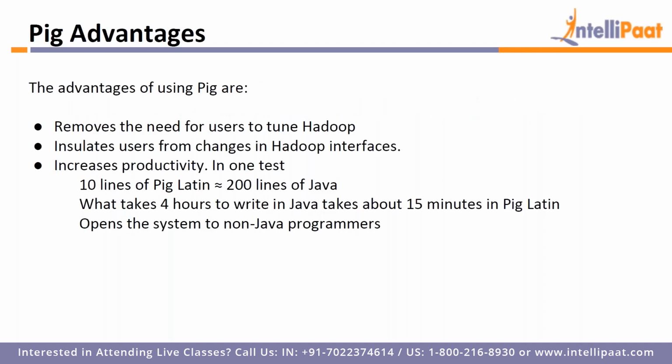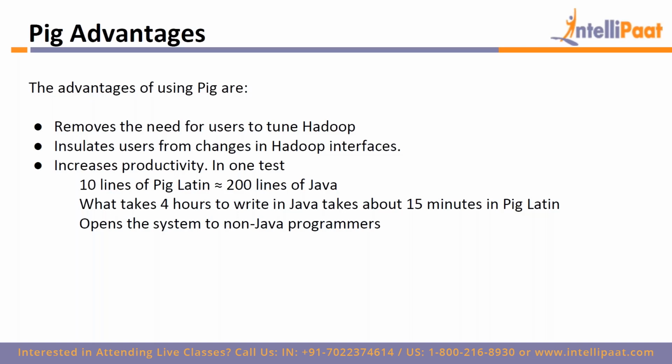Now, what are the advantages of Pig? It removes the need for users to tune Hadoop, in the sense that if you're writing a custom MapReduce program, then you might have to fine tune the program, but Pig by default optimizes your code. You can turn the optimization on and off, but by default code optimization is turned on by Pig. So that means Pig will create the best optimized MapReduce code for you, and it insulates the users from the Hadoop interface, so you don't have to practically learn MapReduce or Hadoop or anything.